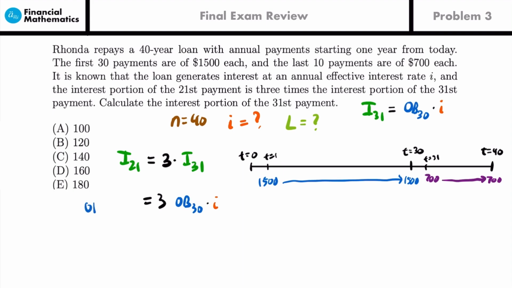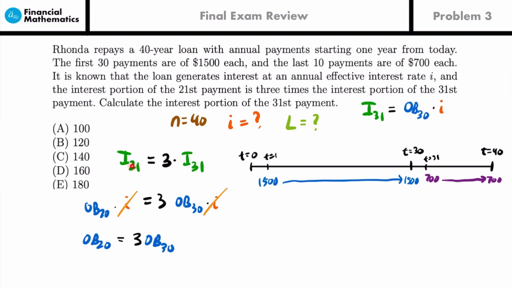So we would have OB20 multiplied by the interest rate on that side of the equation. But now notice that we have a common factor of i. i is on both sides of the equation, so we can cancel those out. Those are gone. Now we just have the outstanding balance at time 20 is equal to 3 times the outstanding balance at time 30. And now it seems like we didn't really get anywhere with that, right?